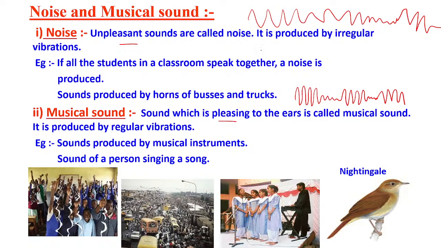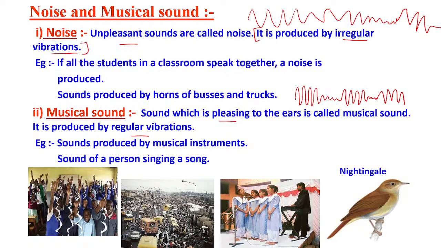So noise is irregular vibration. As I already told you, the vibration wave pattern of the oscillation is not proper. It is haphazard. Whereas in music, there is a regular vibration. So music can be a soft music also. Music can be a loud music also. Like soft music, Indian classical music, or loud pop music. Both loud and soft can be music. The sound will be music when it is forming a regular pattern.